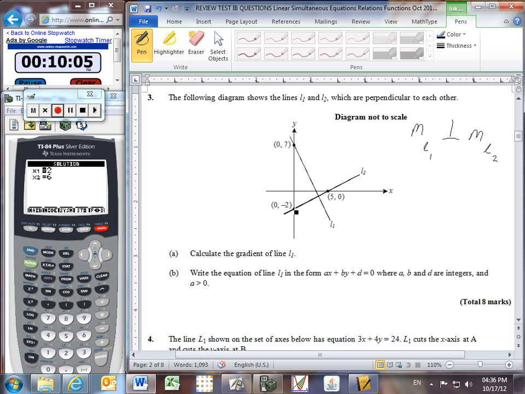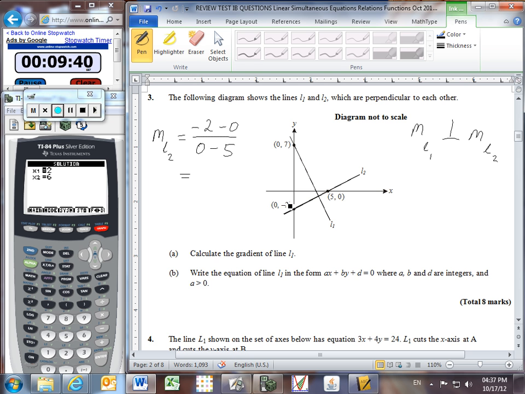But I could calculate the gradient of line L2 and then take the negative reciprocal of that, because I know that line 1 is perpendicular. So why don't we do that? I'm going to calculate the slope of line 2, and so it's going to be the difference in the y-coordinates, -2 minus 0, divided by the difference in the x-coordinates, 0 minus 5. Just make sure you maintain the same order.